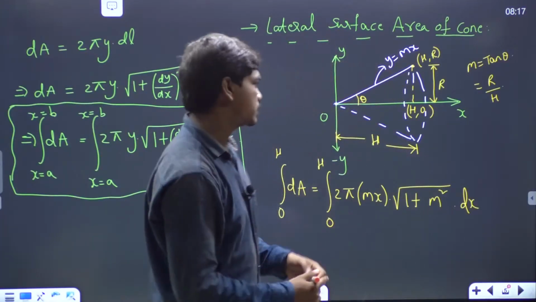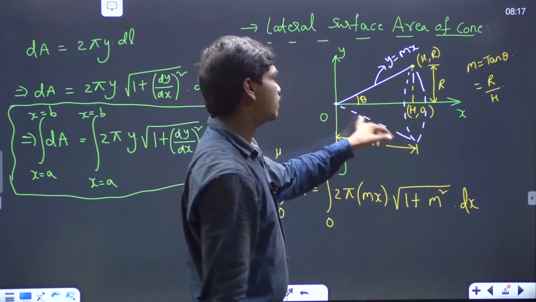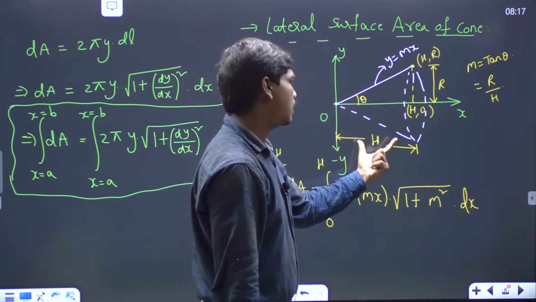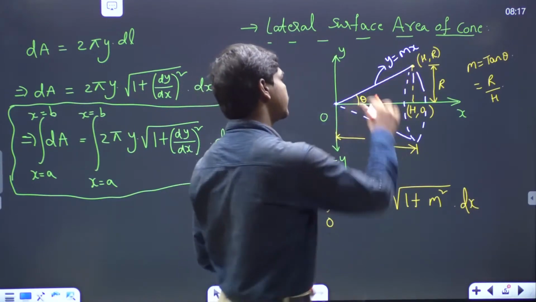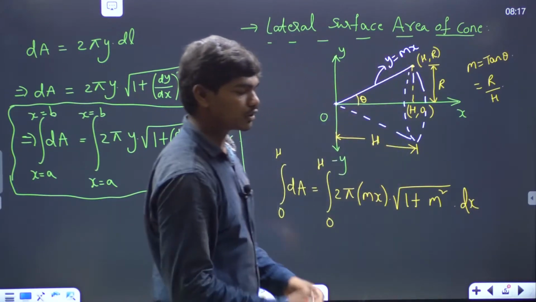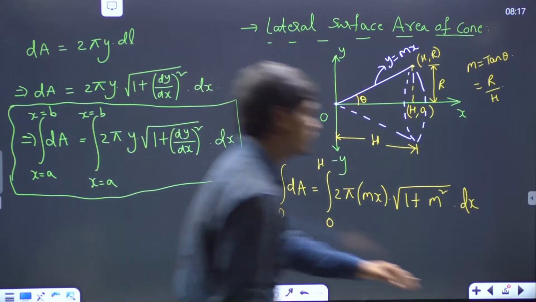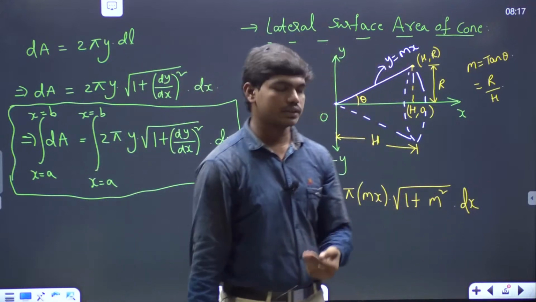Okay, so this is the lateral surface area of the cone, which has total height h and base radius r, and slant height is root of r square plus h square from the Pythagorean theorem. Okay, so please take this. Then we'll go for how to find volume of solids.